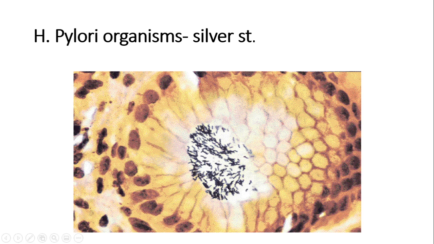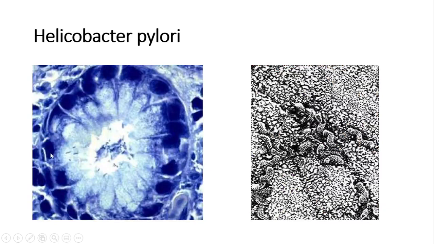Here, the H. pylori organism will be detected by special stain, silver stain, to detect the intraluminal spiral bacteria or S-shaped bacteria within the lumen, not intracellular. Again, intraluminal within the glandular lumina.